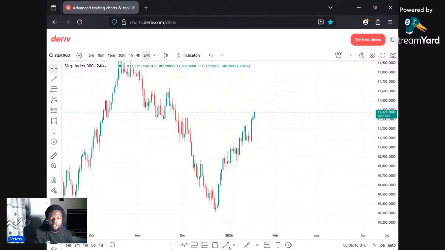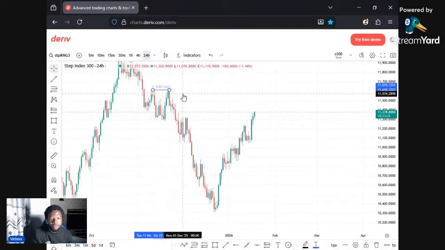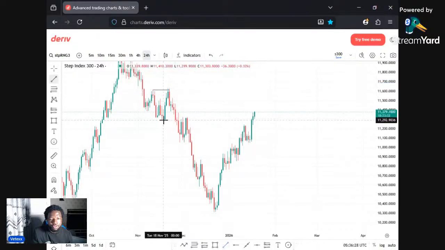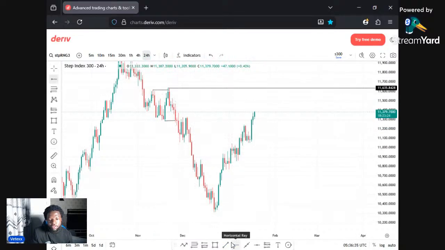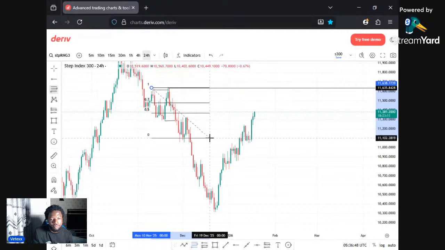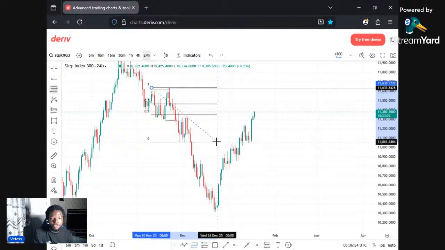So on the 24-hour, you can see a sweep of liquidity right here. We have our first break of structure, and we also have our protected high here. We have our price retrace 50% to give us our structural liquidity. Now let's check using the Fibonacci if it's up to 50%. You don't just have to mark it like that. So if it's not up to 50%, we'll pass it. We'll look for another setup. Okay, it's up to 50%.